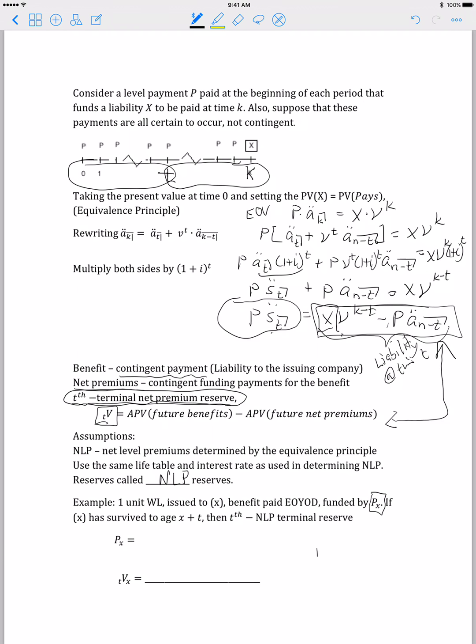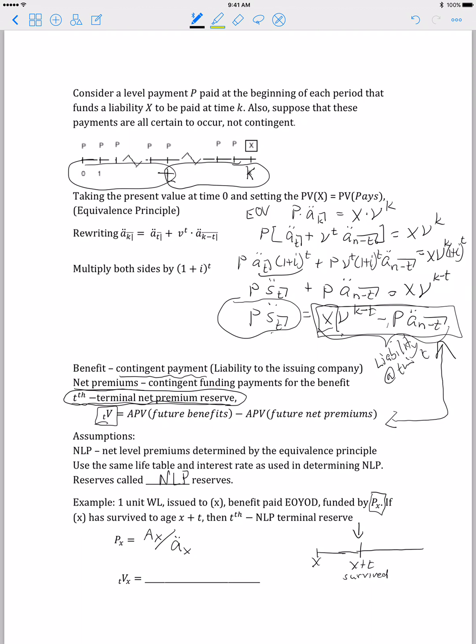So let me draw a timeline first. For age x here, x has survived to age x plus t. And so we're right here presently. And what we want to do is calculate the company's liability on this policy. So it's going to be money out minus money in. So first I need to calculate my premium. This is determined by the equivalence principle, so I can immediately write down what my premium is. So that's my level premium payment.